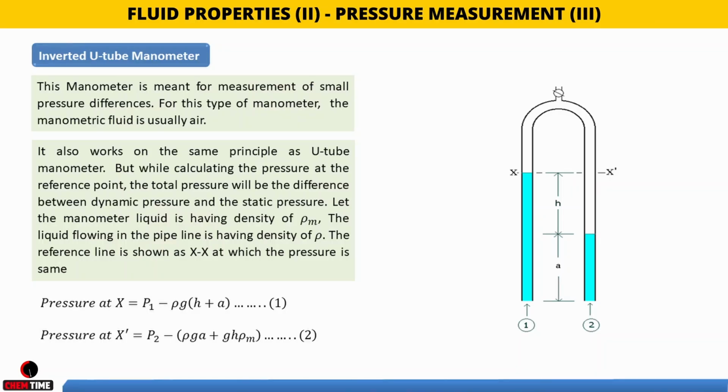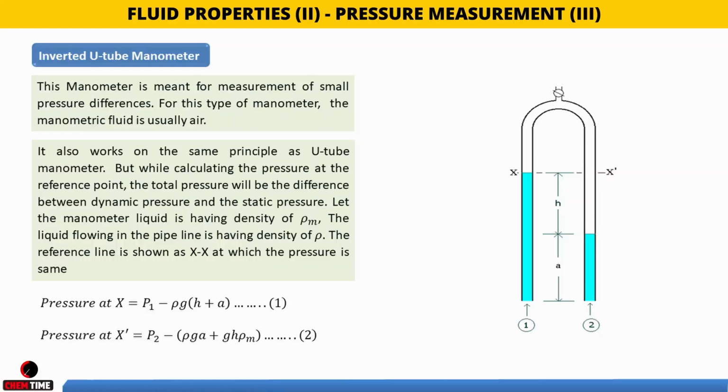Coming to the inverted U-tube manometer, this manometer is basically meant for measurement of small pressure differences, and the manometric fluid in this type of manometer is usually air. All of us know the density of air is relatively less, and the working principle of the inverted U-tube manometer is same as that of the U-tube manometer, except when the pressure is calculated at the reference point, it is the difference between the dynamic pressure and the static pressure.